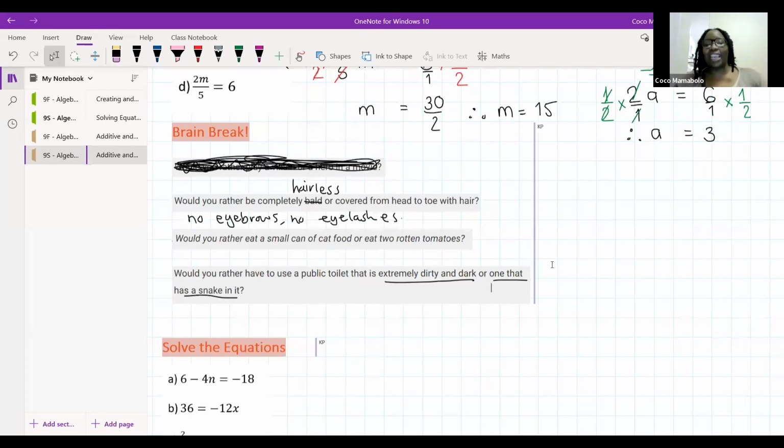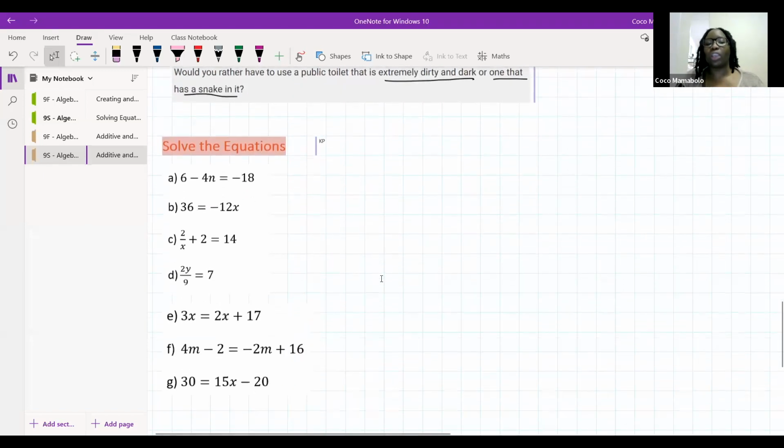All right, excellent. Now we're going to look at actually solving equations. Now, I know many of you already know how to do this backwards and forwards. So we're going to take this first question, question A. 6 minus 4n is equal to negative 18. And we are going to use that simple method that you know, because now we've learned the additive and the multiplicative inverse.